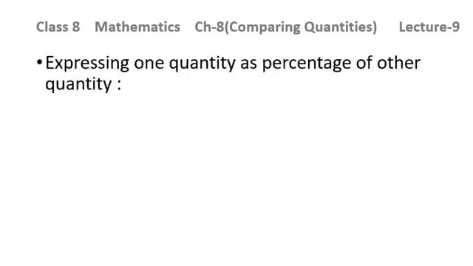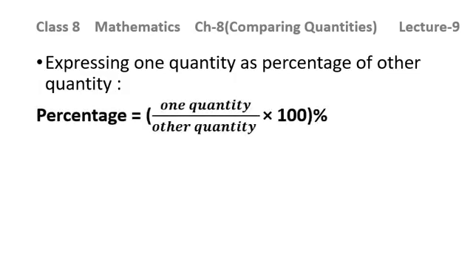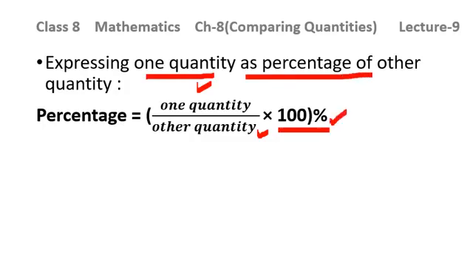Now, if I need to express one quantity as a percentage of the other quantity, how will I do that? Let us see. Percentage can be calculated by one quantity over another quantity into 100%. As I need to express one quantity as a percentage of another quantity, I will be taking the percent sign here. Percentage will be given by one quantity in the numerator, the other quantity in the denominator, into 100%.